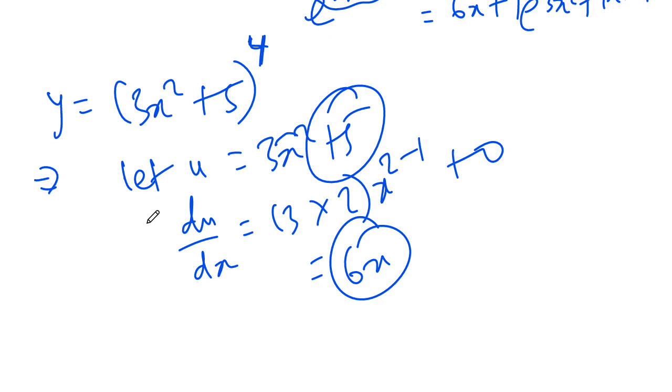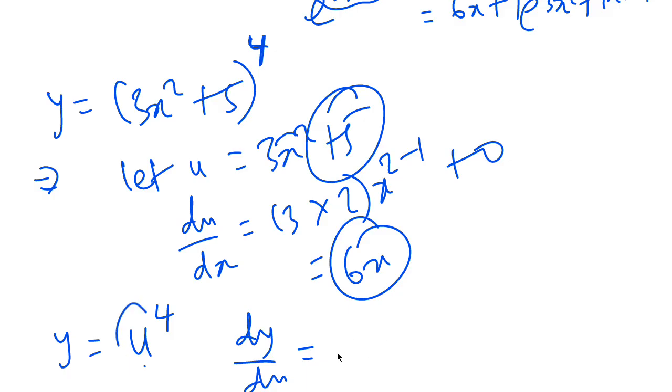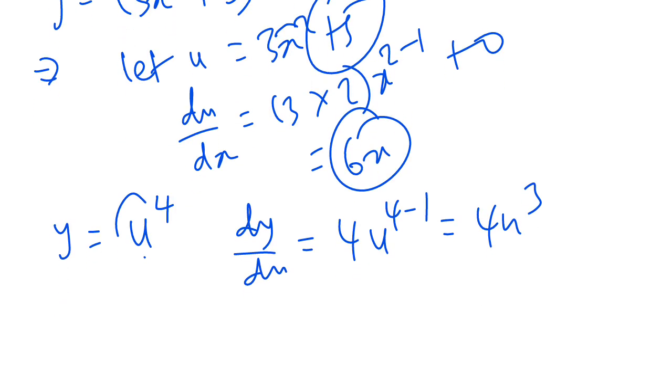So you now see that y is equal to u raised to power 4, because he said let u be 3x squared plus 5. So dy over du now will be: the 4 comes down and it becomes 4u raised to power 4 minus 1, which is 4u to the power 3. So at the end of the day, you multiply du over dx by dy over du.